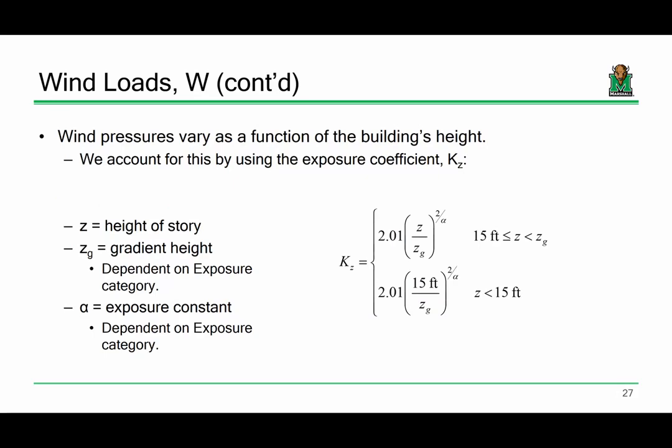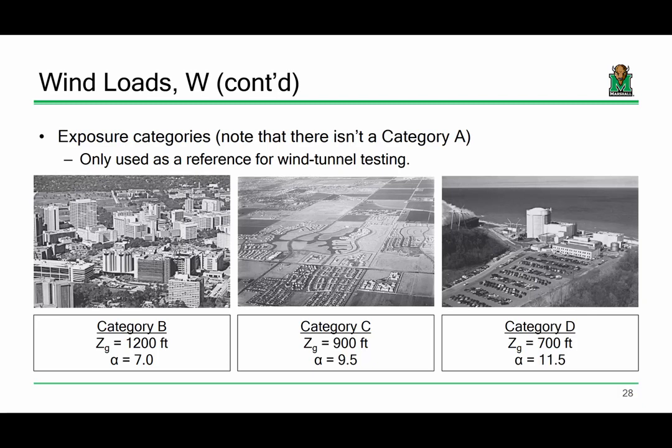So it's a function of the height of the story, and it's a function of two parameters, a gradient height and an exposure constant, and that's dependent upon your exposure category. Now there are three exposure categories in the spec, and this might give you a little bit of insight into how specs are written and how sometimes it's kind of weird. There are three exposure categories, B, C, and D. Where's A? Well, there isn't one, not really. There is an exposure category A, but it's only used in the spec as a reference for when you have to do wind tunnel testing.